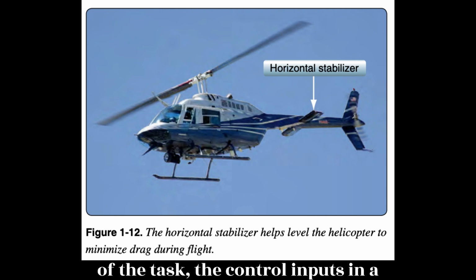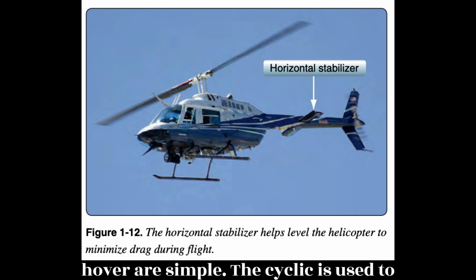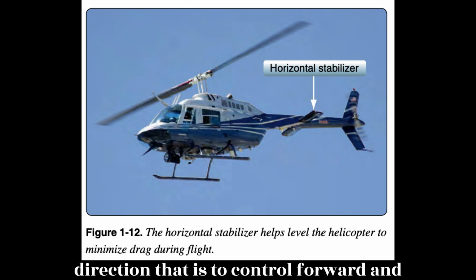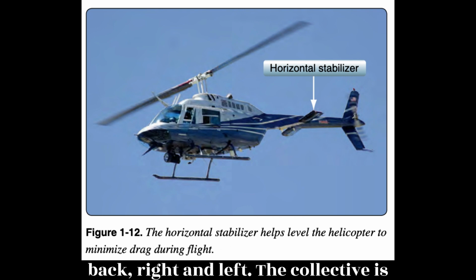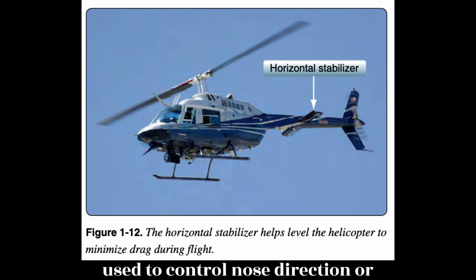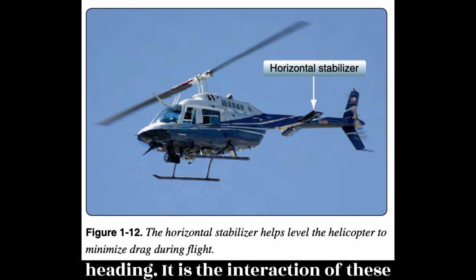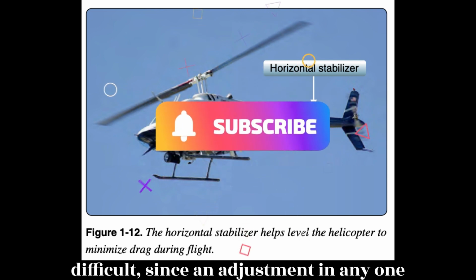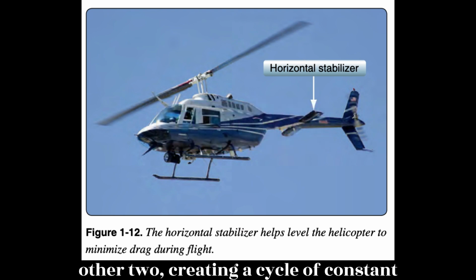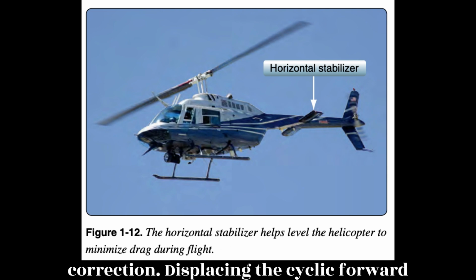Despite the complexity of the task, the control inputs in a hover are simple. The cyclic is used to eliminate drift in the horizontal direction, that is to control forward and back, right and left. The collective is used to maintain altitude. The pedals are used to control nose direction or heading. It is the interaction of these controls that makes hovering so difficult, since an adjustment in any one control requires an adjustment of the other two, creating a cycle of constant correction.